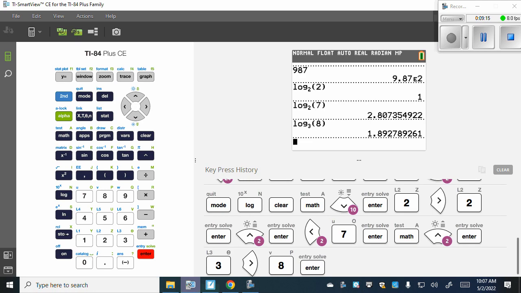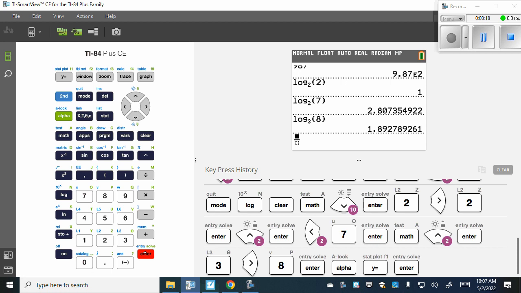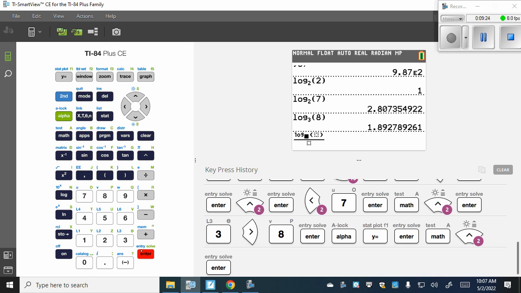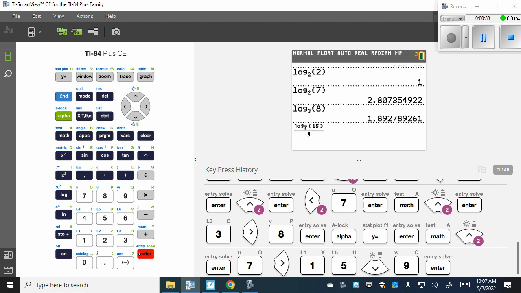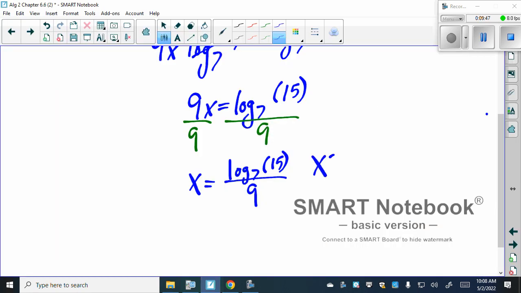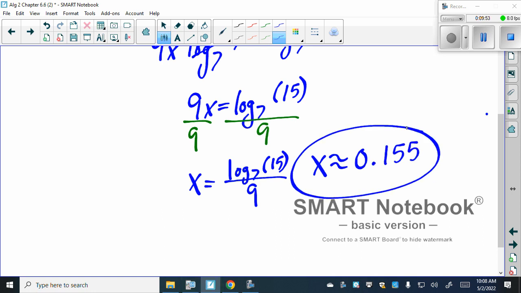So in the graphing calculator, we can go alpha y equals enter to get our fraction. Go math, log base 7 of 15 over 9. Hit enter and we get 0.155. And we can type it in at this point. So here, x is approximately 0.155. And that's it. That's all we need to do for these here.